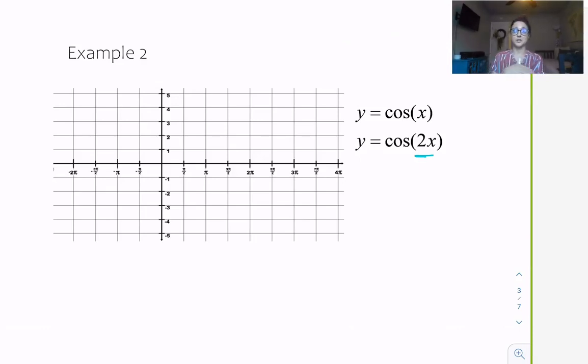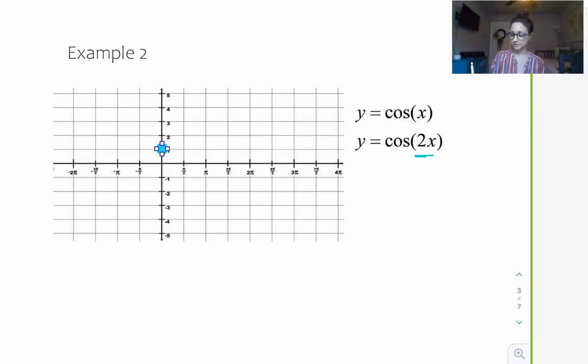Okay, so it looks like we can double it as fast, if you will. All right, so again, let's think about our 5 important points for cosine of x. Now, let's think cosine of 0. What is that? Cosine of 0 is 1, so we have the point 0, 1.